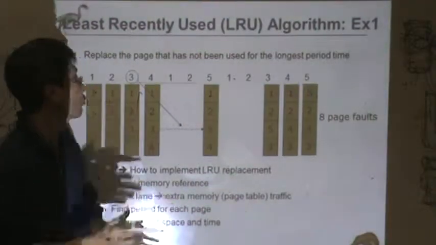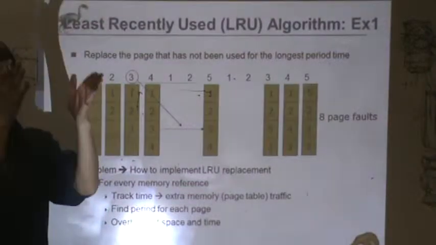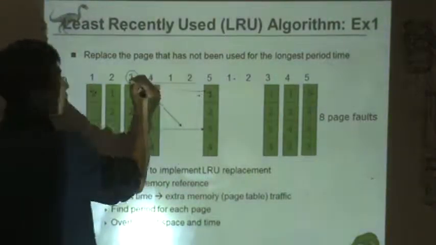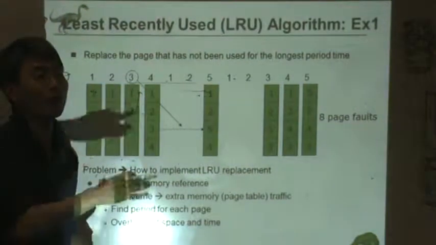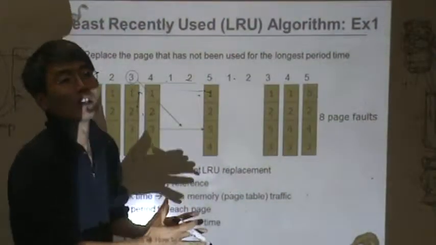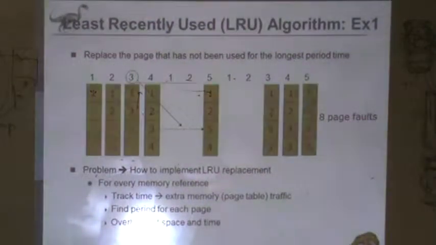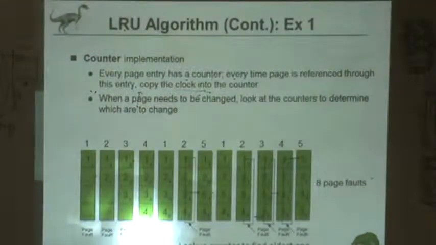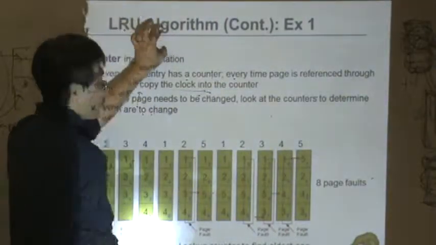Okay, you need to separate. You don't want to take a look at all of them. The first thing, when it's entered, is not changing, but the reference time is changing whenever it's referenced. So you need to manage separate spaces. So it's more costly. It needs overhead, space and time. This is one of the ways to implement the LRU algorithm.